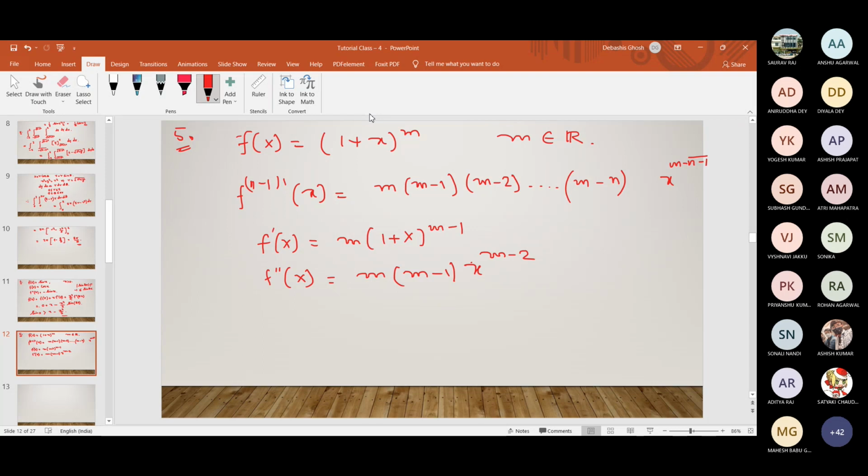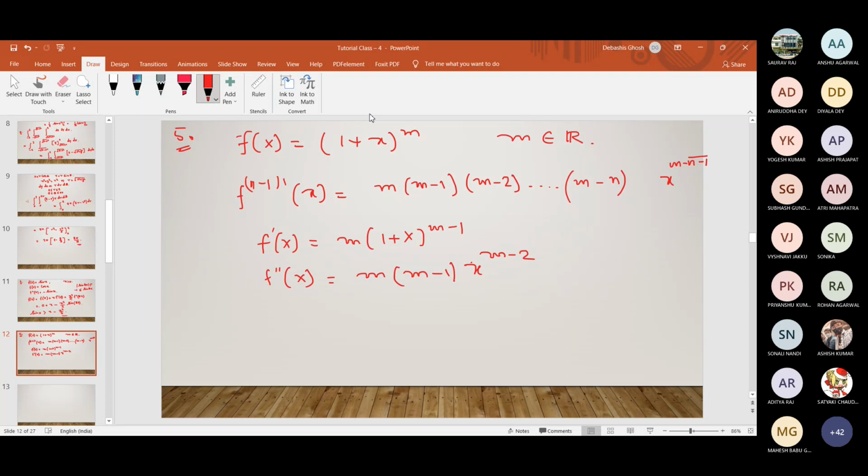Is 2m minus n. Second order, we have m into m minus 1 into m minus 2. So in that order, we should have m minus 1, m minus 2 plus n. What should that be? m minus n minus 1.